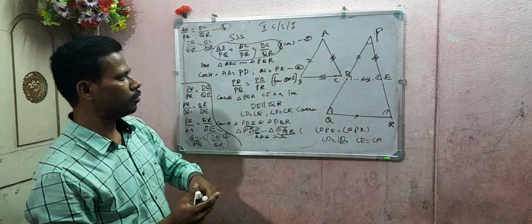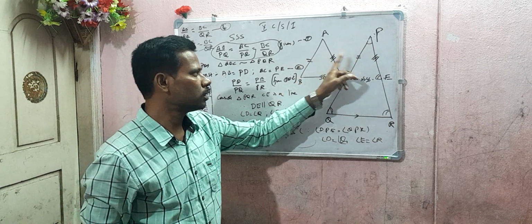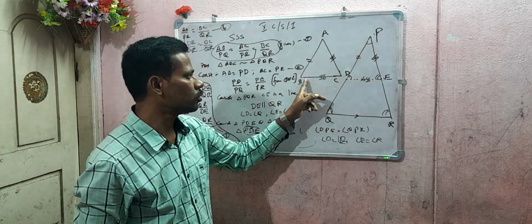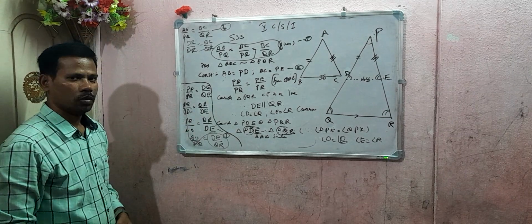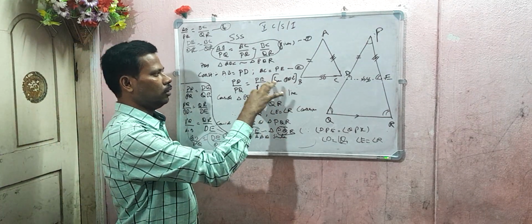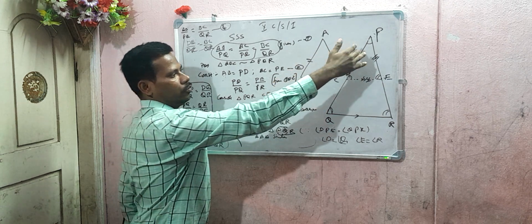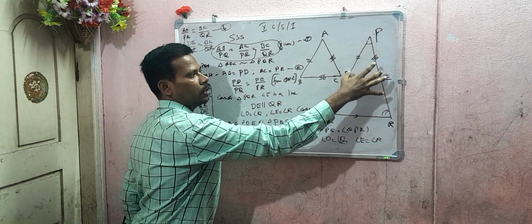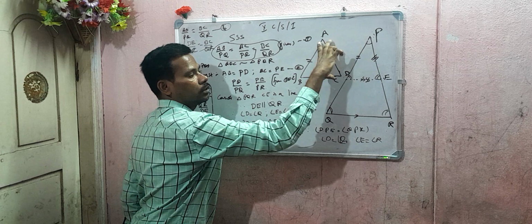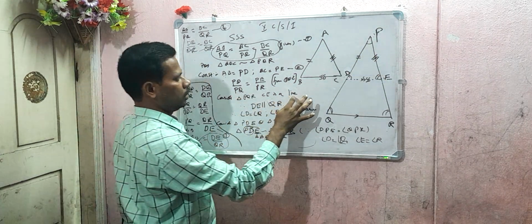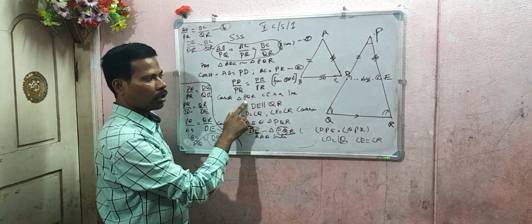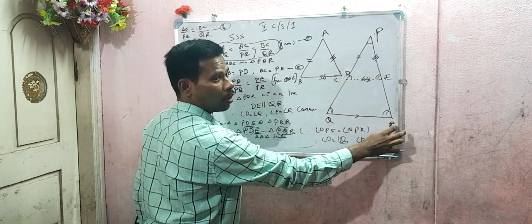Now already we have proved that this side is equal to this side, this side is equal to this side. Now we have proved that BC is equal to DE. So once again let me explain. Construction, what we have done is mark 2 points such that this side is equal to this side, this side is equal to this side, right? Next, consider triangle PQR.